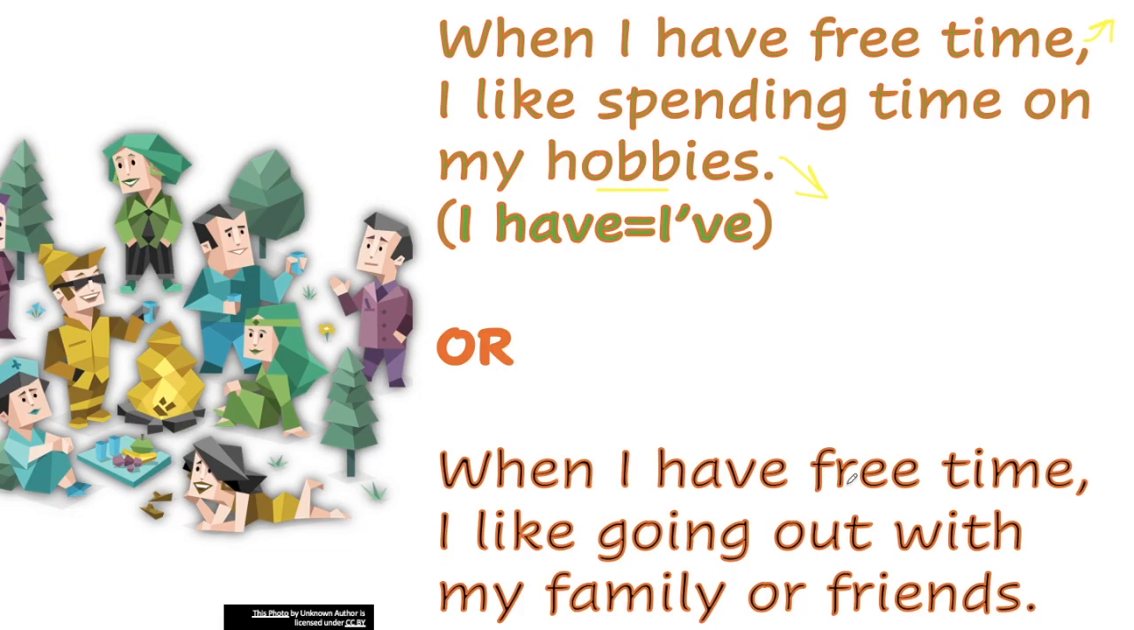Or you can say, when I have free time, I like going out with my family or friends. So here we go up again. I like going out. Go out, the g will be combined, going out with my family or friends. Going out like go to the malls, parks. We don't like to be at home generally.